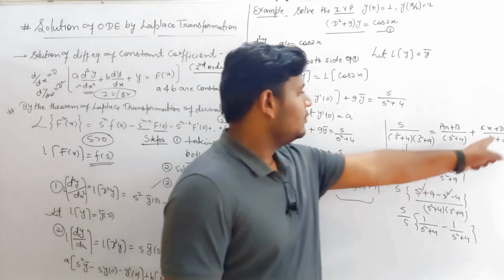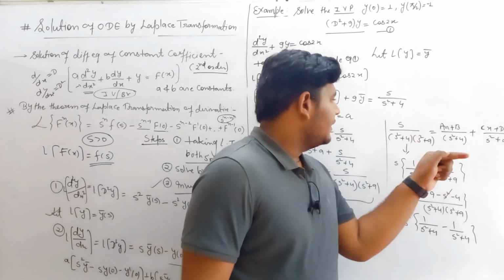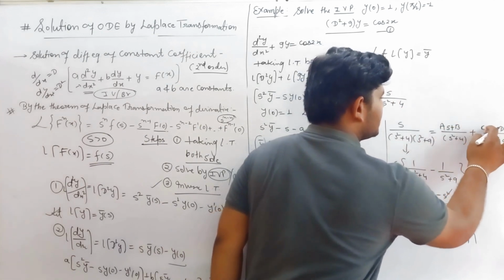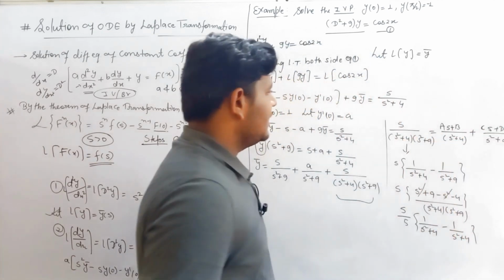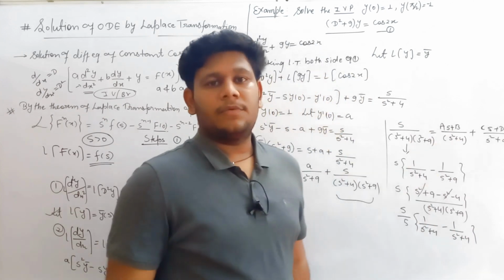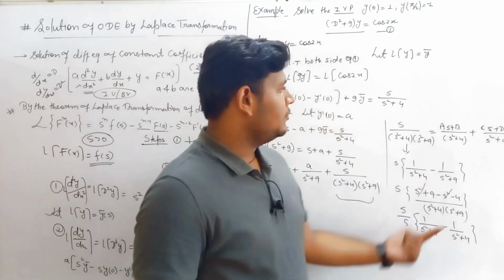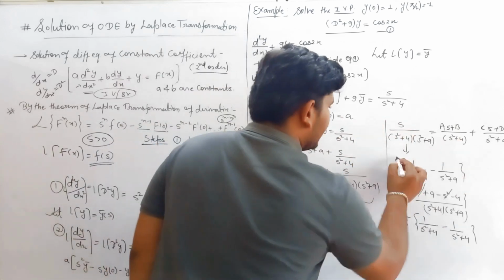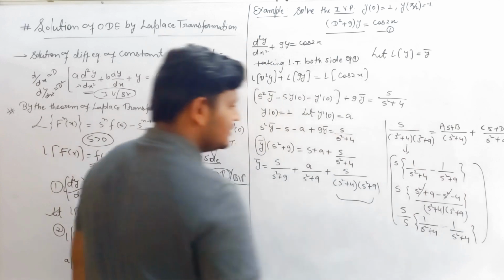B will be 0, d will be 0, and here it is not x. You have to write here s because the variable is s. Then a is 1 by 5 and b is minus 1 by 5. Okay, a is 1 by 5, b is minus 1 by 5. That's the thing, you can check that. But this is the simple way, and by using the trick, we can easily solve this.